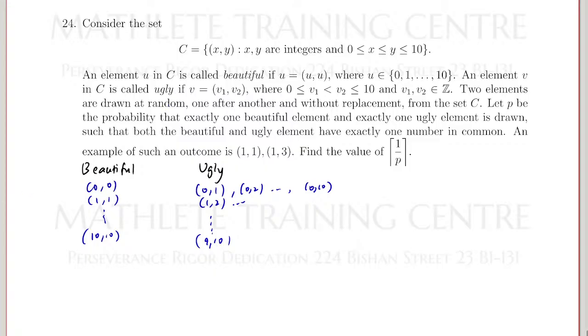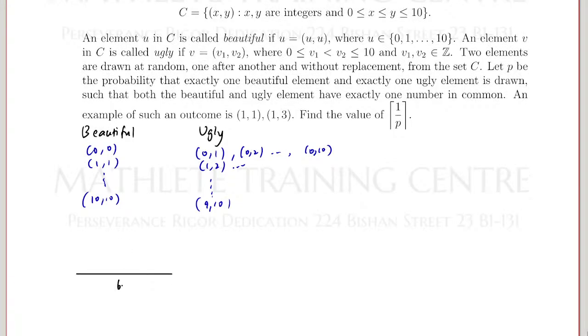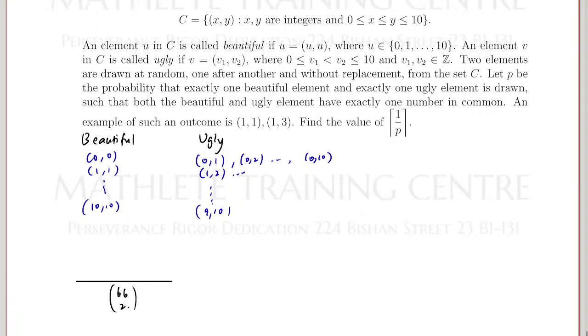The total number of ways is obviously 66 choose 2. But why is it 66 choose 2, by the way? Because there are 66 numbers here: 11 choose 2 pairings, plus 11 equal pairs, is 66. So there are 66 choose 2 ways to choose two elements from C.